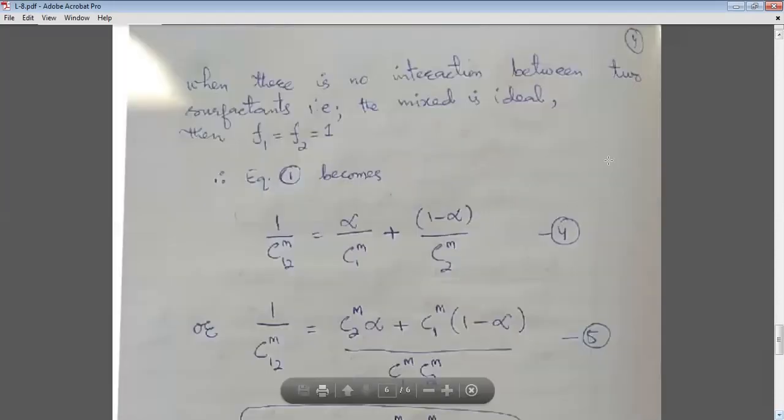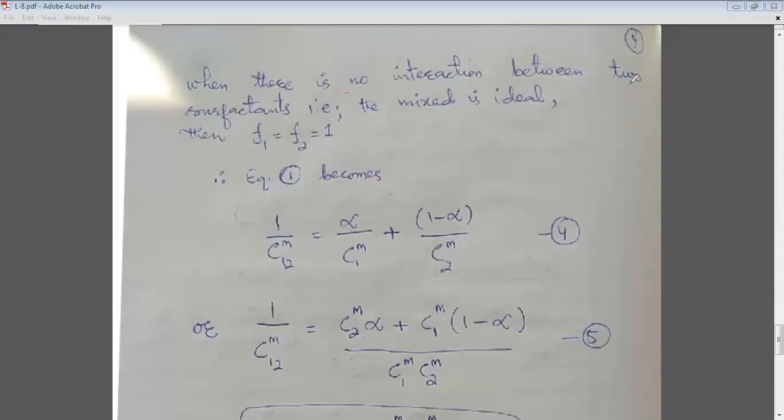So now we will take the equation first again. When there is no interaction between two surfactants, that means beta will be 0, then the equation first, which we have already done, 1 upon, comes out to be this one. That means in place of f1 and f2 you will replace them simply by 1. It was divided by f1, it was also divided by f2, so you will simply replace that by multiplying by 1 and by 1. So the equation comes out to be this one.